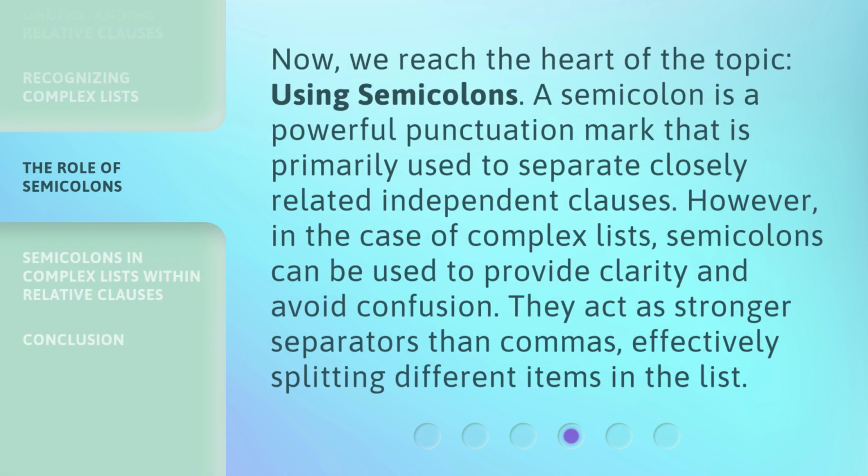Now, we reach the heart of the topic. Using semicolons. A semicolon is a powerful punctuation mark that is primarily used to separate closely related independent clauses. However, in the case of complex lists, semicolons can be used to provide clarity and avoid confusion. They act as stronger separators than commas, effectively splitting different items in the list.